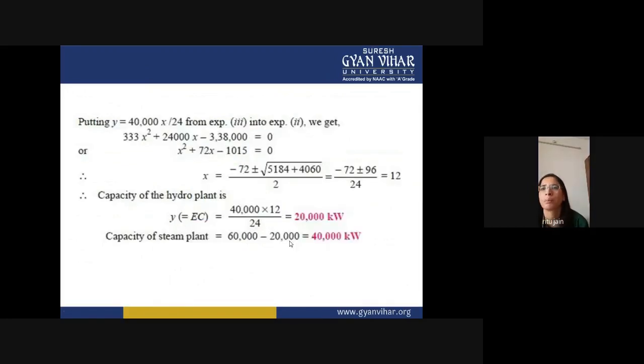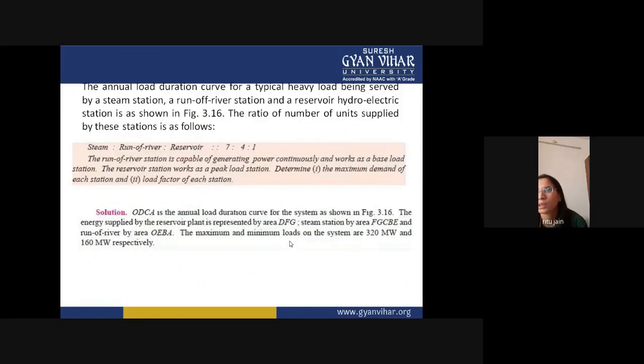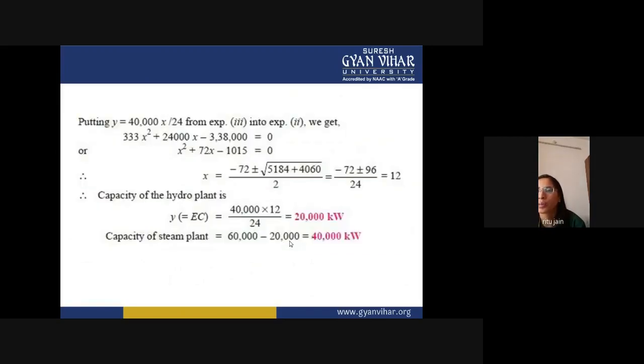So putting Y is equal to 40,000 X upon 24 in expression third and second, we will get X is equal to 12. And the capacity of the hydro plant is 40,000 into 12 divided by 24, which becomes 20,000 kilowatt. And the capacity of a steam plant is 60,000 minus 20,000 kilowatt, which is equal to 40,000 kilowatt. So by these equations, you can easily calculate the capacity of the hydropower plant and the capacity of the steam power plant.